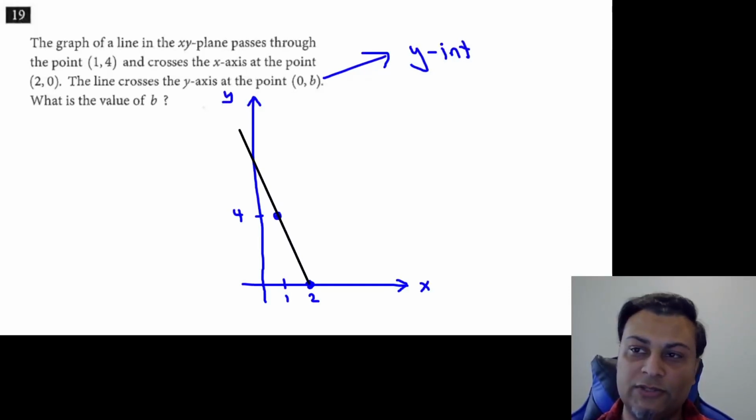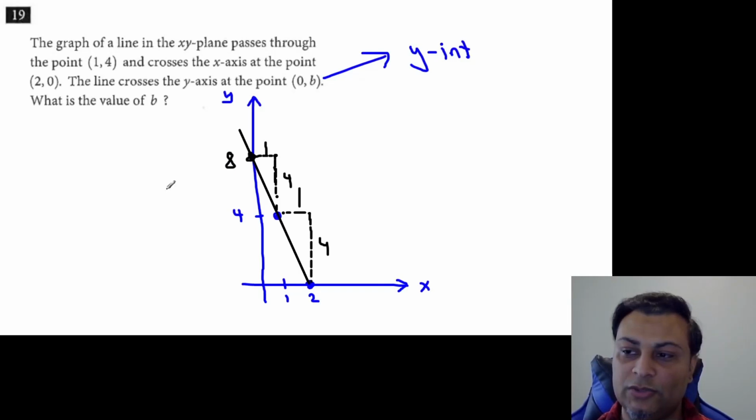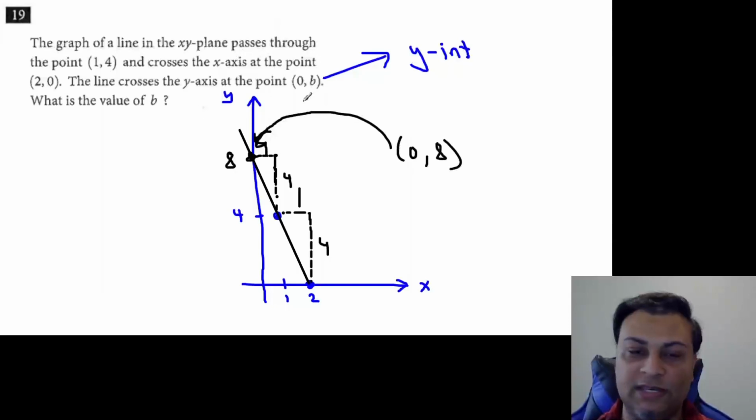You can count where it must cross the y-axis, because from here it's up 4 and then left 1. So we do that again. We go up 4 and left 1. So we must end up at 8. So it goes through the point (0, 8), which means b is 8.